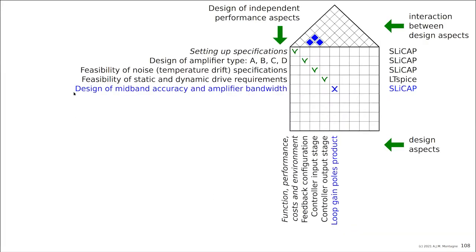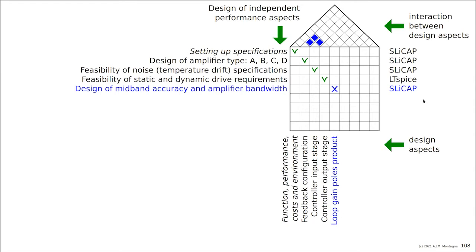So what we are going to do is design the midband accuracy and the amplifier bandwidth in this step. And the thing that we need is the midband loop gain and the loop gain pole product. That's the design aspect that we are going to focus on, to set this to a value that we want. And we can use SLICAP from the previous studies. We have the values for the operating points, and we just enter them in the models of SLICAP, and we find the gm and the capacitors, etc.